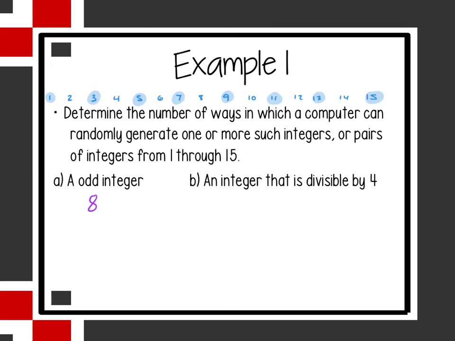B says an integer that's divisible by 4. So which of these integers are divisible by 4? 4, 8, 12. How many were there? 3. And it says integers, okay, because it doesn't want you to think about the decimals and the fractions in between these numbers, just these whole numbers. So a computer, you're always considering that it replaced that number. It's not gone. So a randomly generated number from a computer, you assume you start with the same full set every time. You start with the same 15 every time.